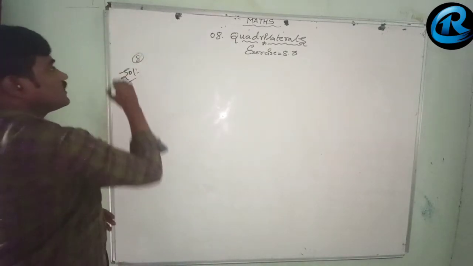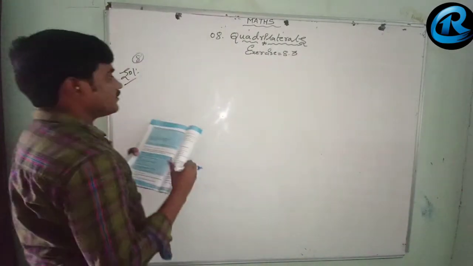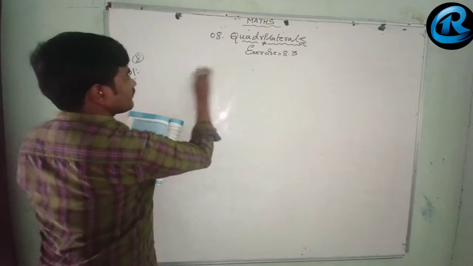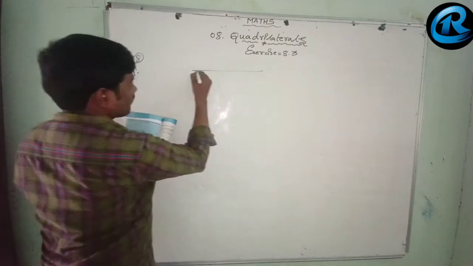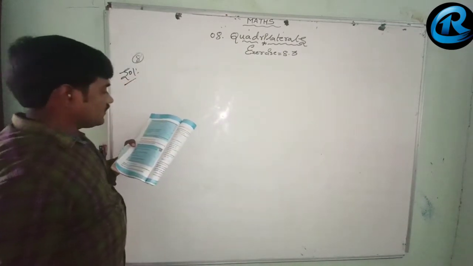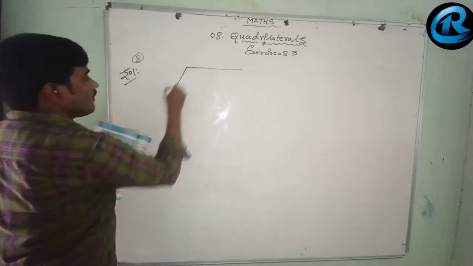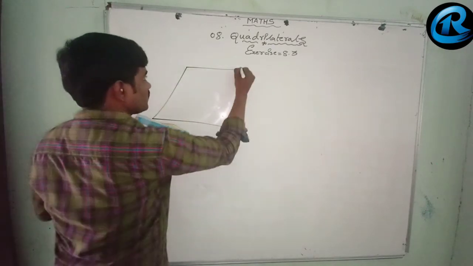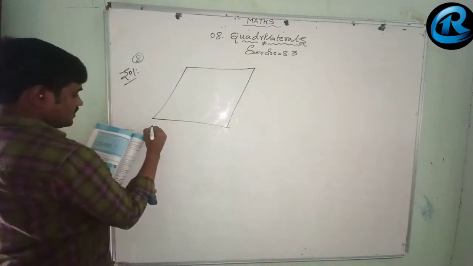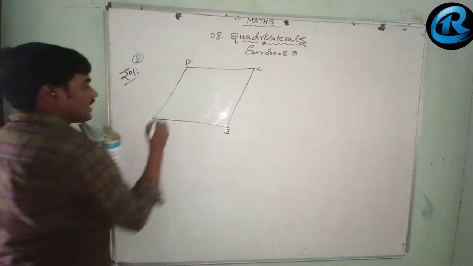So question number 8. See that here in question number 8, let me draw a diagram first. The question number 8 diagram. ABCD is a parallelogram. All these questions are based on parallelograms only. Yes, here ABCD is a parallelogram.